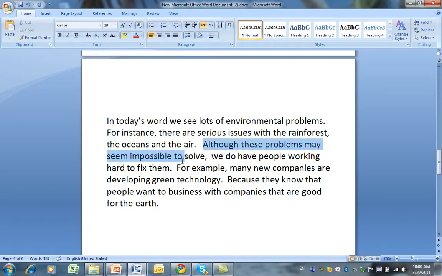Now let's take a look at this sentence and ask ourselves, is it okay? Is it a correct, complex sentence? Although these problems may seem impossible to solve, comma, we do have people working hard to fix them. So ask yourself, is it correct? The answer is, it is correct. It starts with the subordinating conjunction. Part 1, although these problems may seem impossible to solve, and then there's a comma, and then part 2. We do have people working hard to fix them. So that's an effective use of a complex sentence.